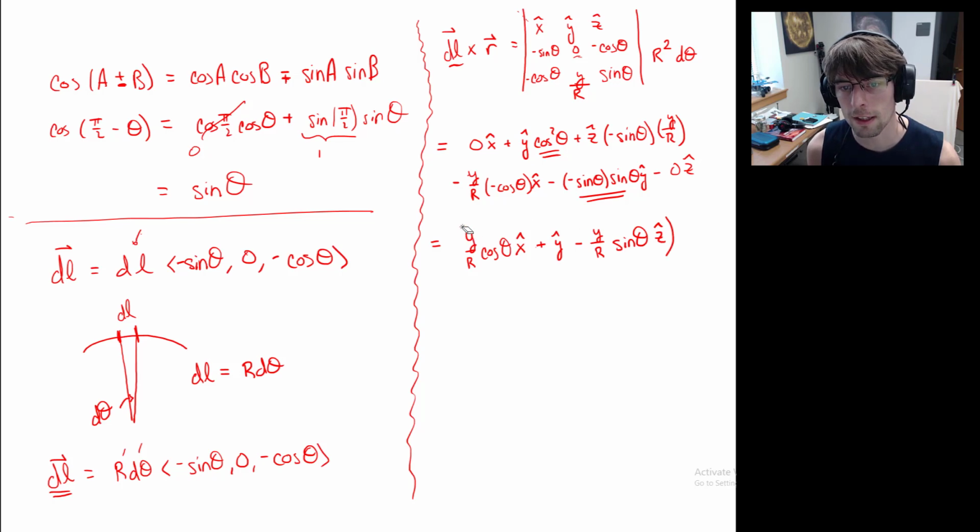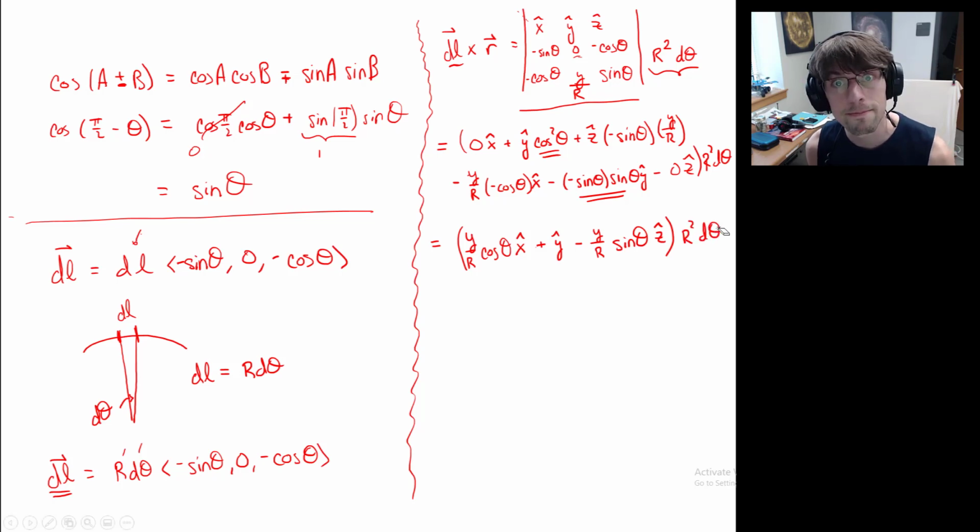Now keep in mind, that's just performing that cross product. Excuse me, it's a terrible underline. That cross product, I still had this kind of floating around. So I should take this whole thing and multiply by r squared d theta. And similarly, I have this r squared d theta.